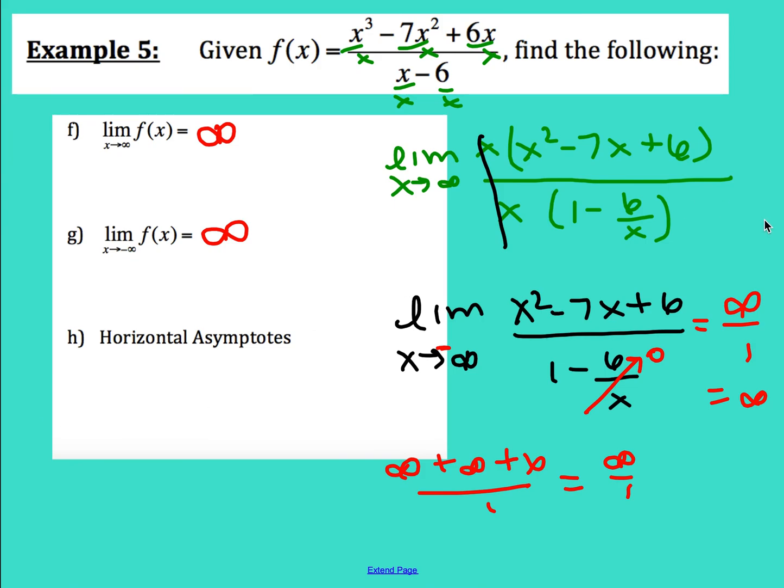And then lastly, horizontal asymptotes. Okay, when I have infinities involved in both of those cases, there is no horizontal asymptote. Okay. And plus it's a parabola when I was done graphing it, so there is no horizontal asymptote on that graph.